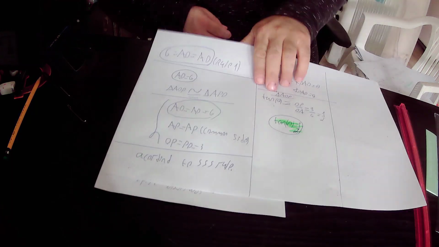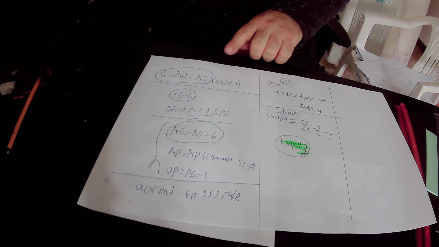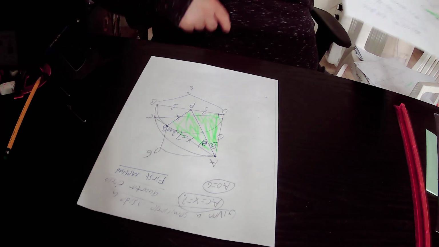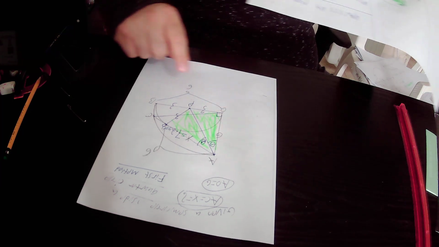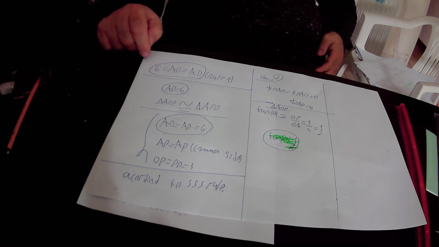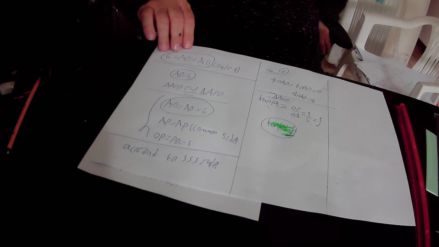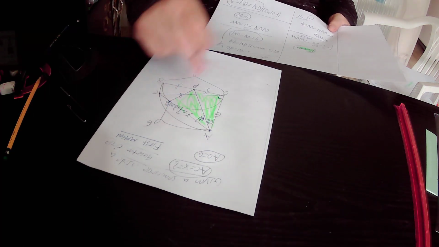Okay, AO equals AD according to rule number 1. But according to what is given in the question, AO equals 6 units. So we can write here that AO equals 6 units. And from this equation, 6 equals AO equals AD, we derive that AD also equals 6 units.